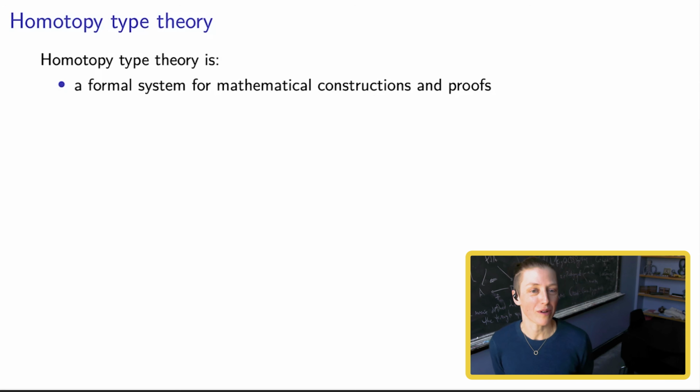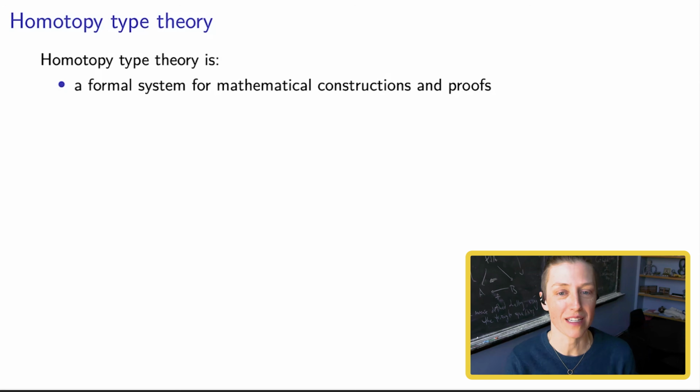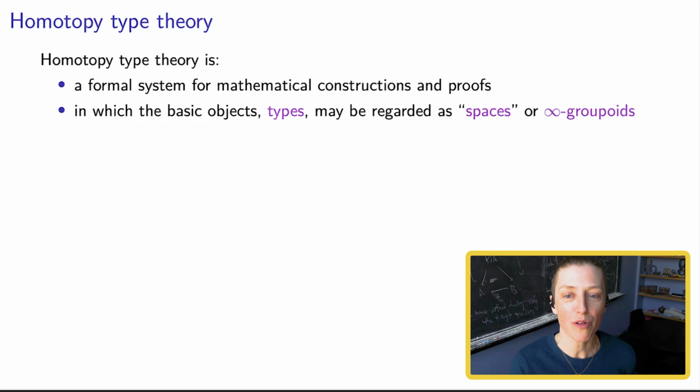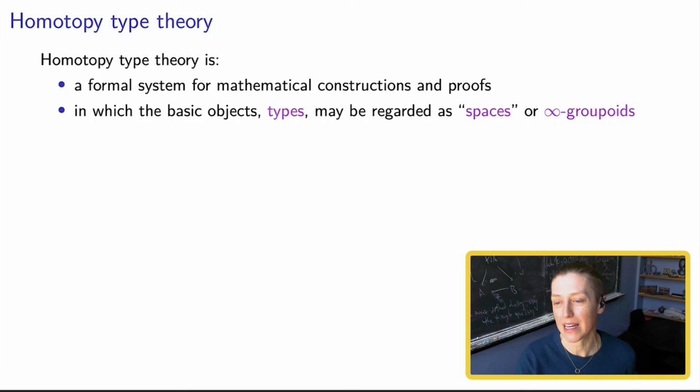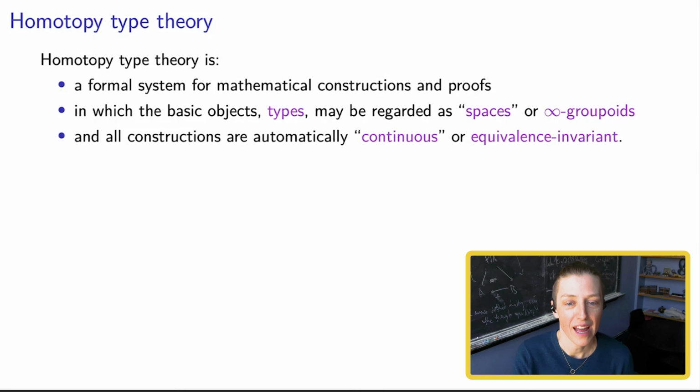Okay, so what is this homotopy type theory? On the one hand, it's a formal system for mathematical constructions and proofs, where the basic objects are not sets anymore, but something called types. And we have some intuition for them, which is we might think of a type as being a space, or maybe more precisely an infinity groupoid. So it's like a homotopy type. And all constructions in this system are then automatically continuous or equivalence invariant.